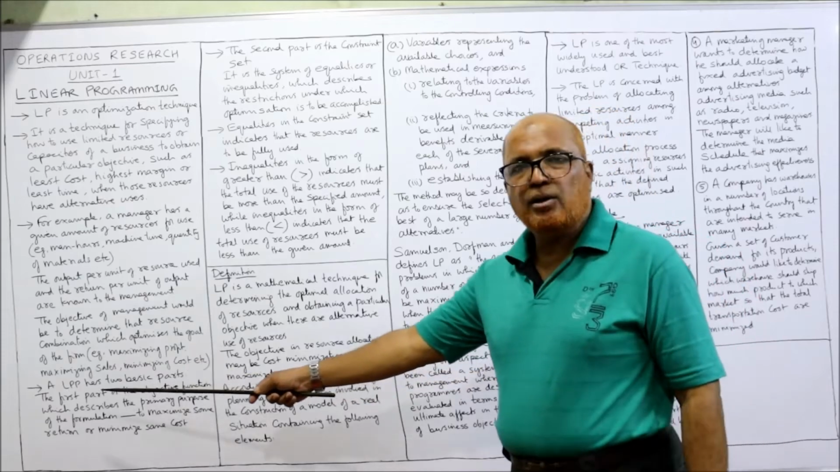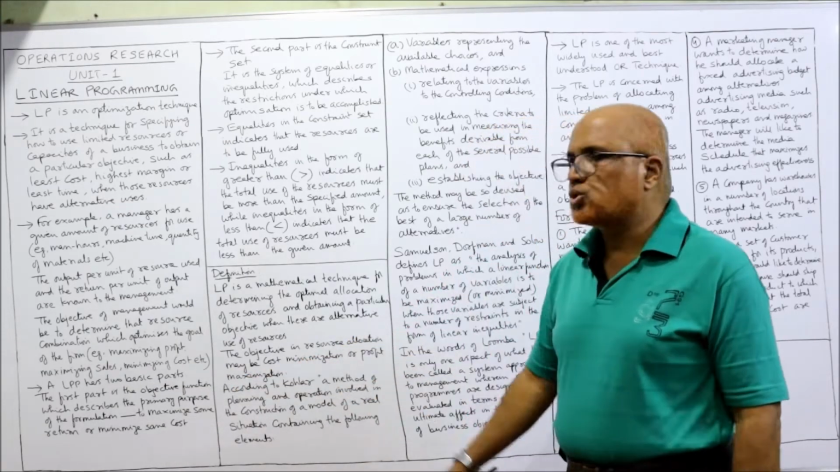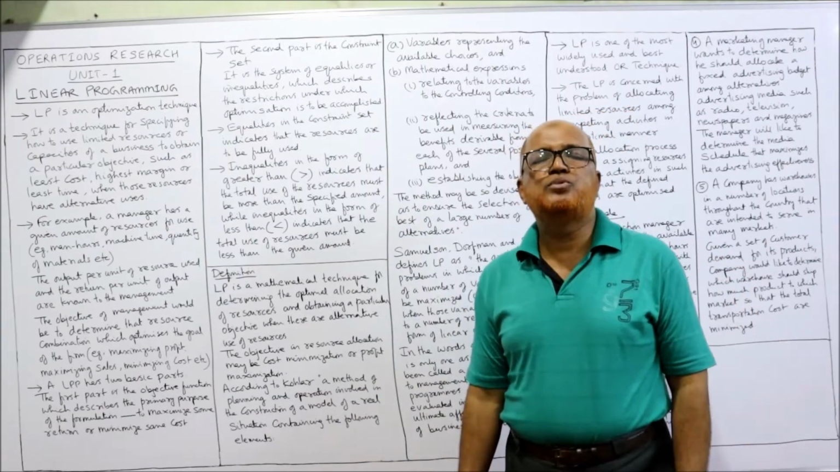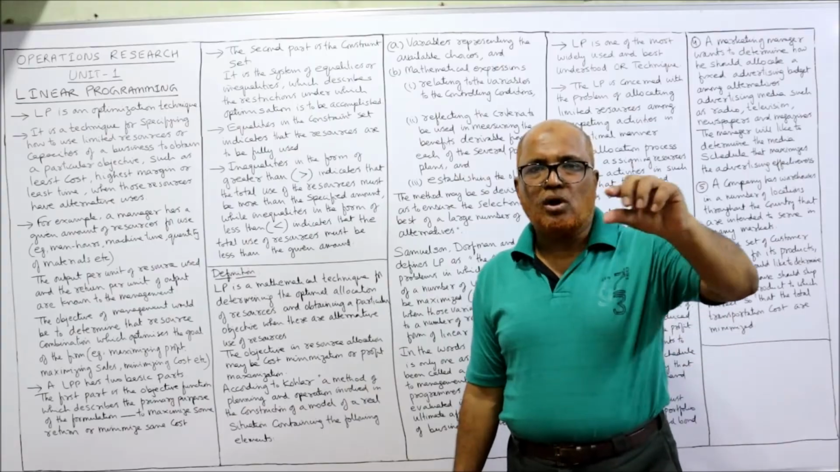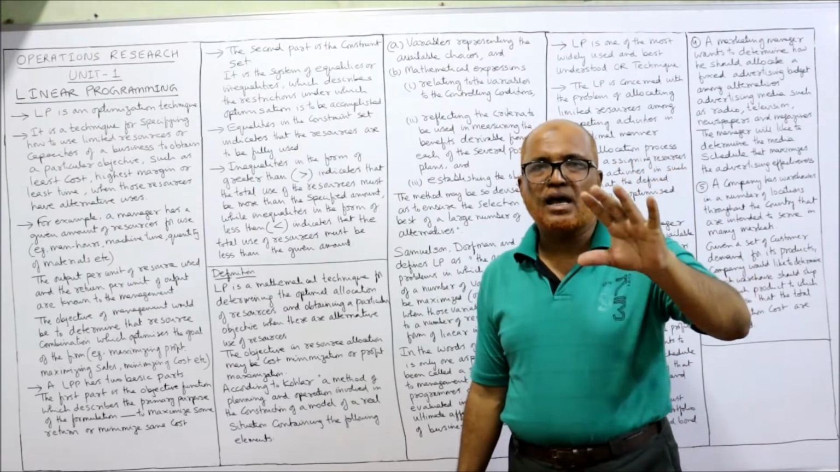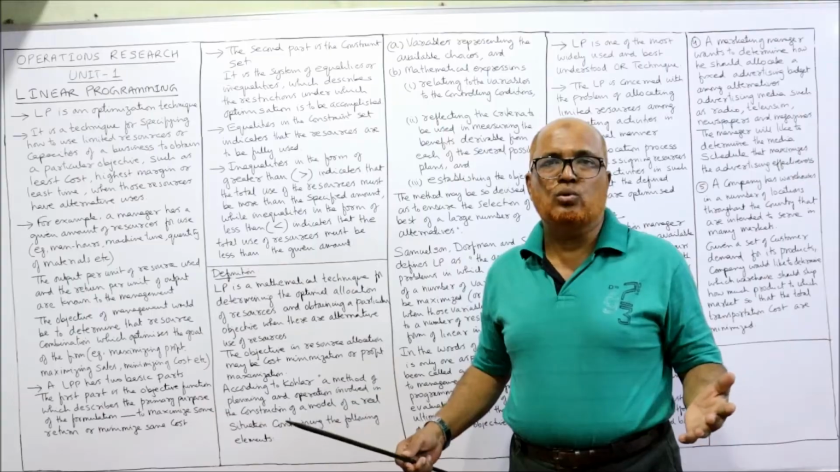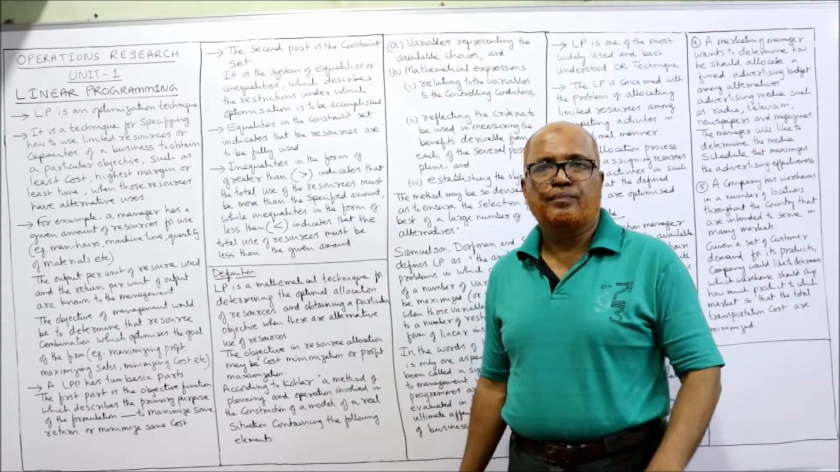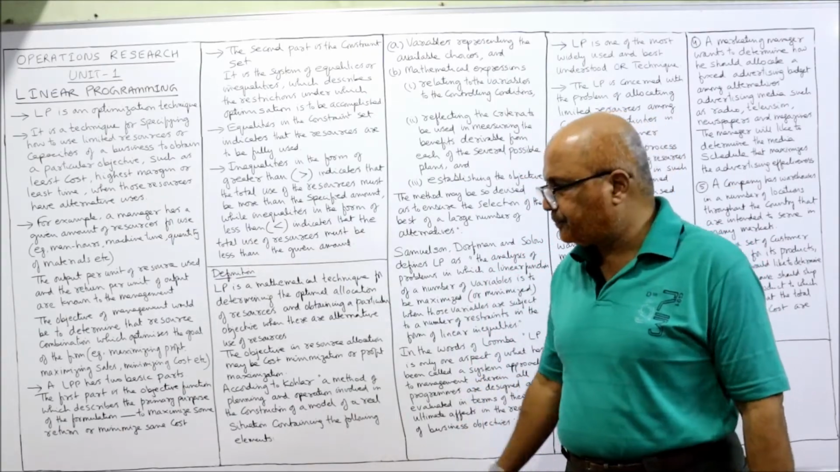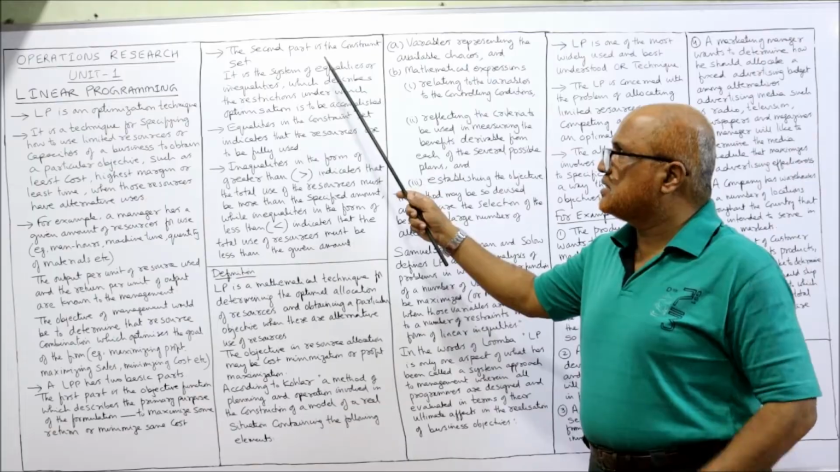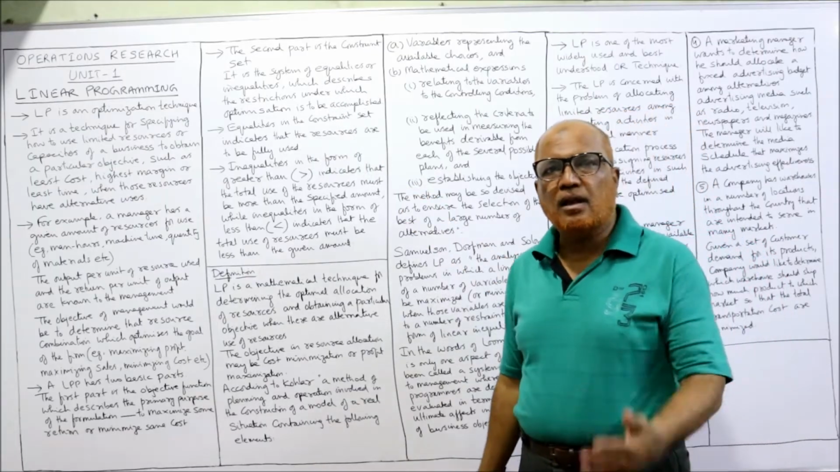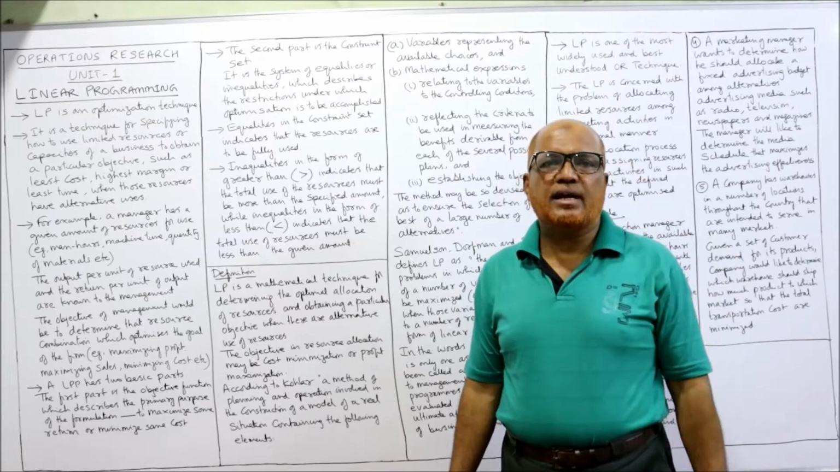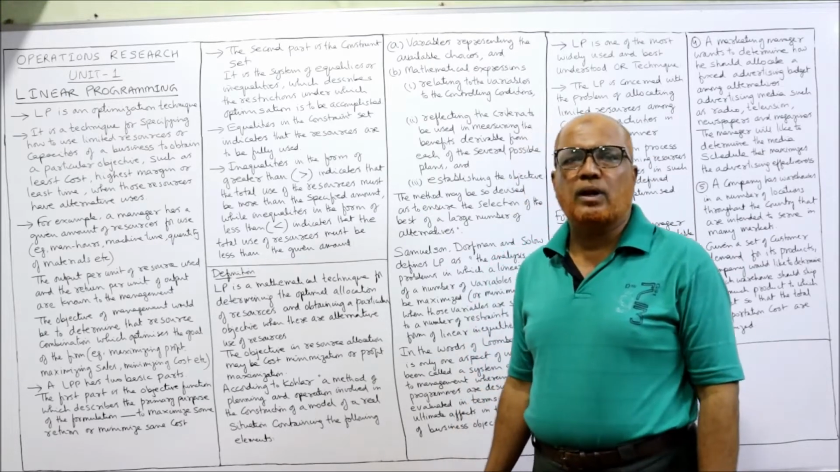Then the linear programming problem, LPP, has two basic parts. The first part in the LPP is called the objective function. In this objective function, the person has to specify the objective, whether our objective is to minimize some variable or to maximize some variable. That's the first part of linear programming. Then the second part is the constraint set, the resources. The resources are limited, so a set of constraints we have to frame in a linear programming problem.